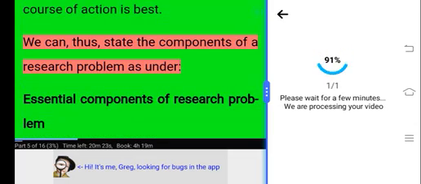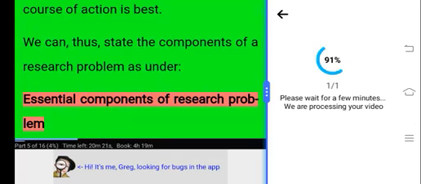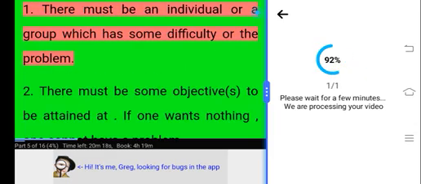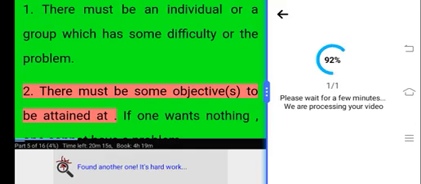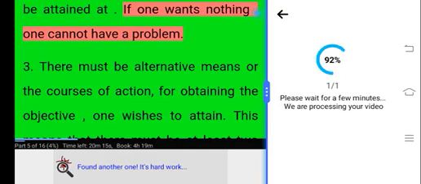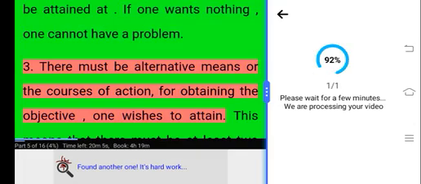We can, thus, state the components of a research problem as under. Essential components of research problem. 1. There must be an individual or a group which has some difficulty or the problem. 2. There must be some objectives to be attained. If one wants nothing, one cannot have a problem. 3. There must be alternative means or courses of action for obtaining the objective one wishes to attain.